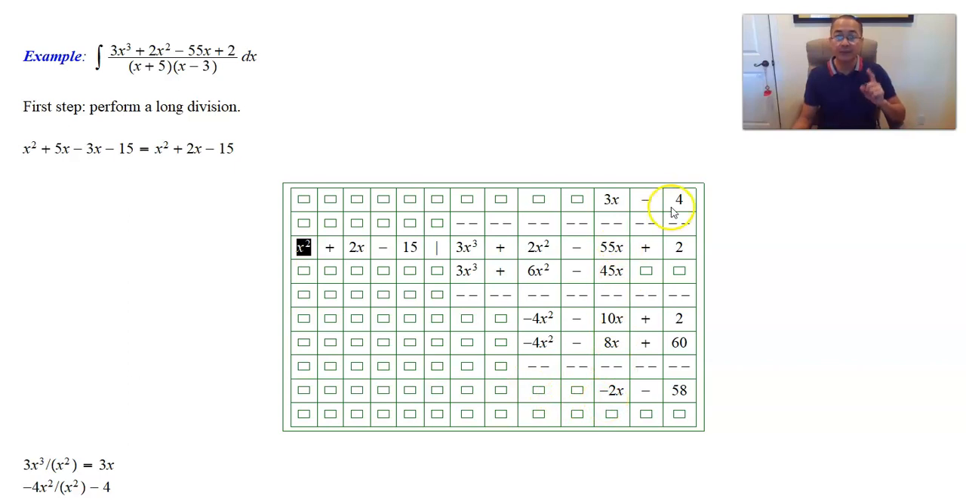So basically we stop the process when we have a constant in our quotient. That constant might be 0. Let me qualify that. Basically the bottom line should have a power which is smaller than the highest power in the denominator. So x squared, power 2, minus 2x, power 1. This tells us that we are finished with the process of long division.